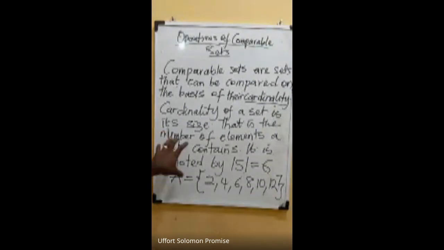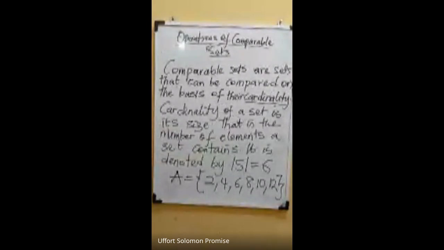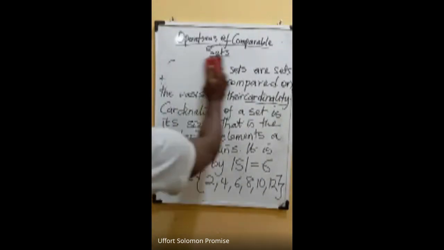So this cardinality will now help you to understand comparable sets. Comparable sets are sets that can be compared with each other, not just one set, based on their cardinality. So you can compare set A with set B. I'm going to give an example. If you grasp this part very well, the next part we are entering will be very easy for every one of us. So this is cardinality.